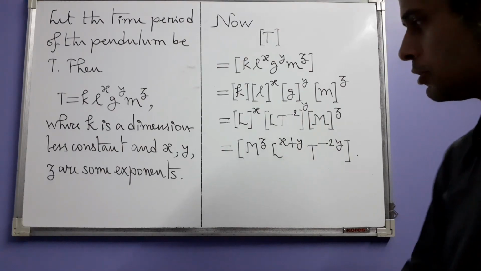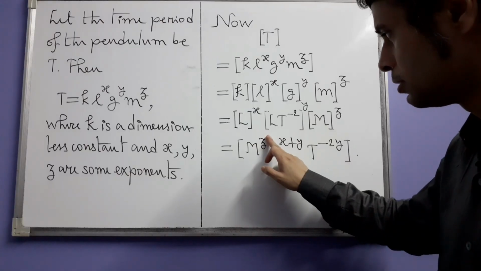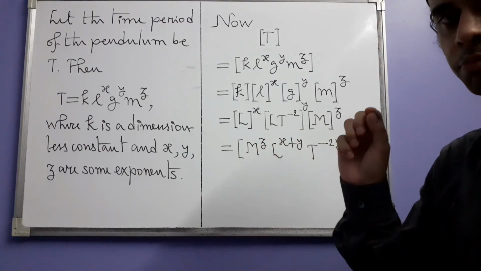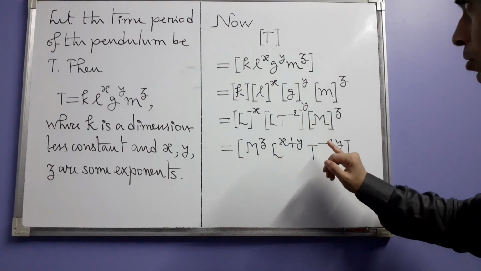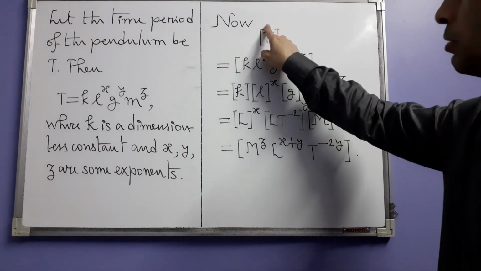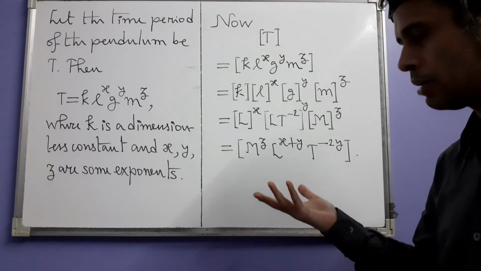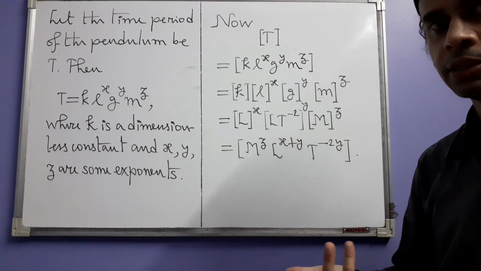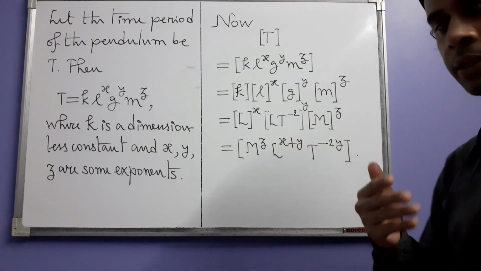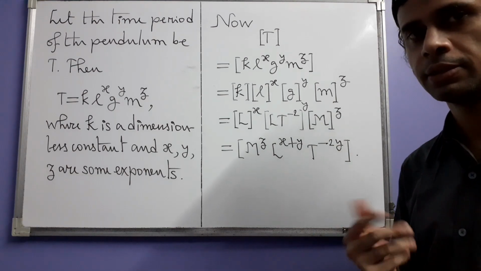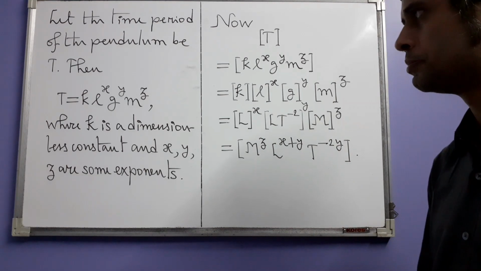And what are the contributions? The contribution of mass is z and the contribution of length is x plus y. So z and x plus y both have to be 0. And the contribution of time should be 1. So minus 2y has to be equal to 1. So now you have ended up getting equations involving these unknown quantities x, y and z. So let's write those equations down and then try to solve them.